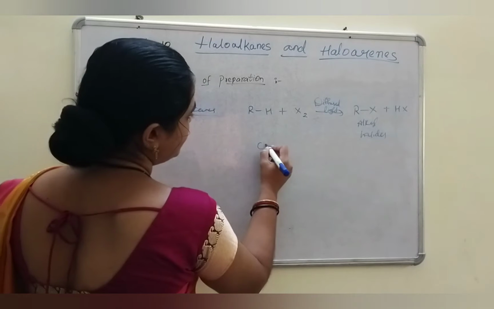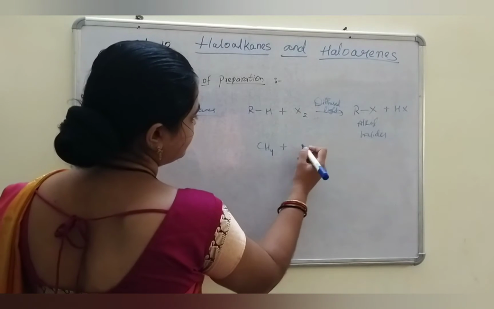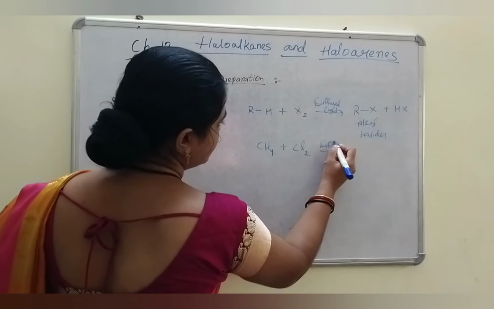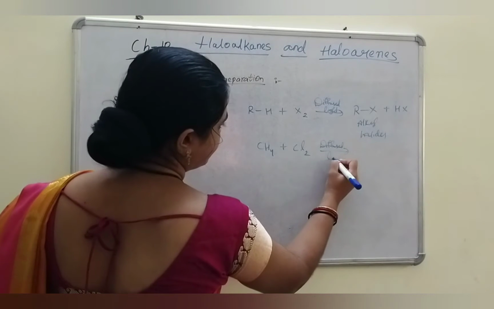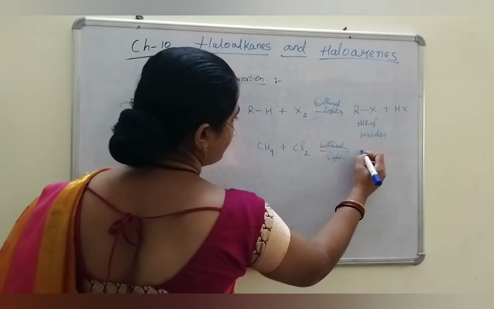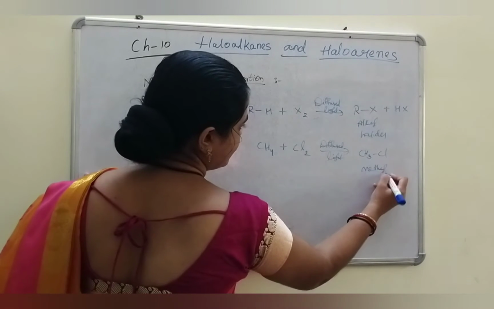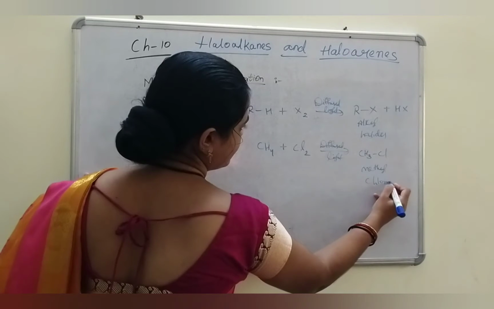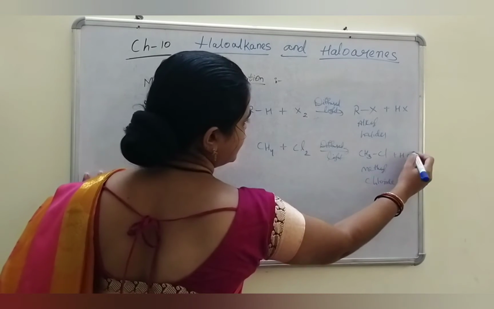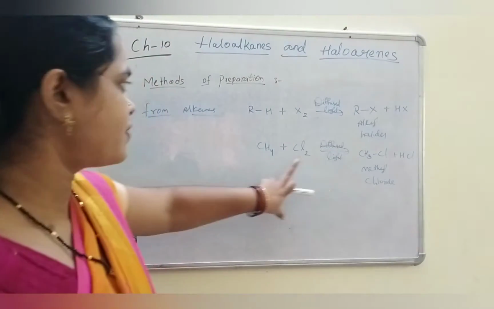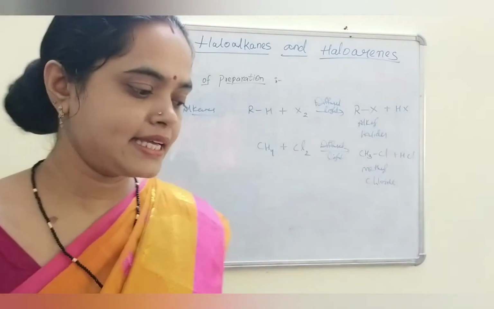Let's take an example. Methane in presence of chlorine and diffused light forms CH3Cl, methyl chloride, plus HCl. This is the preparation of alkyl halides from the lower alkanes.